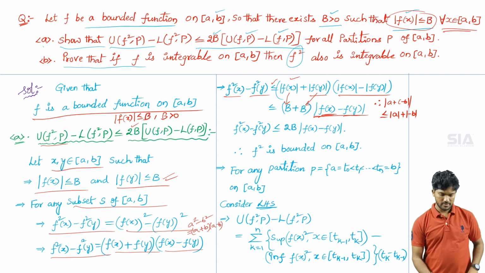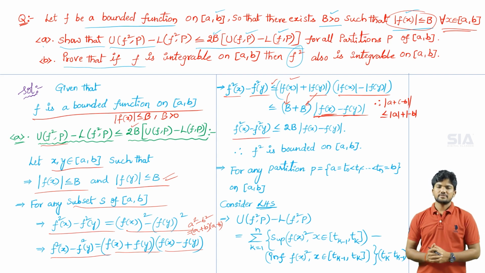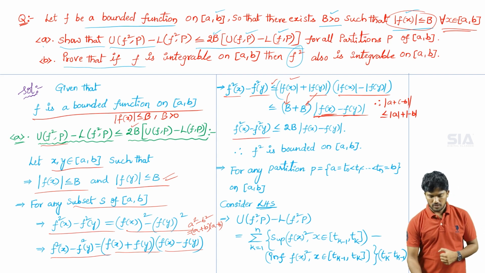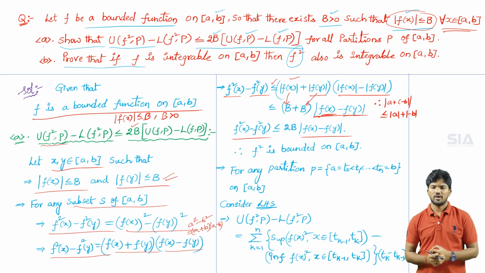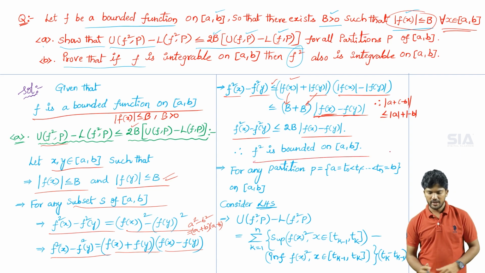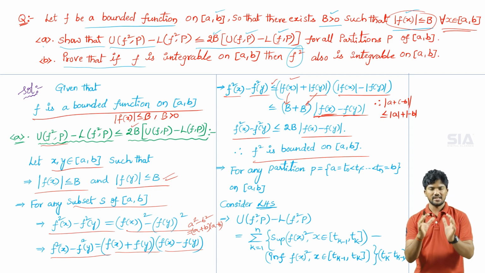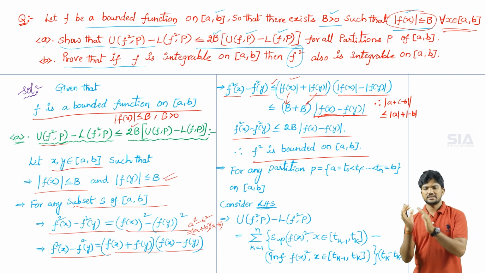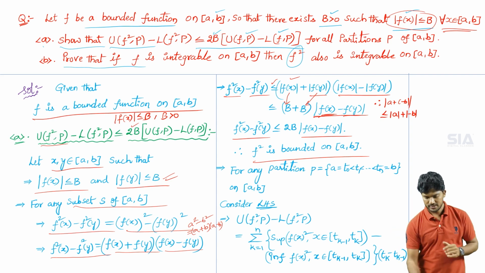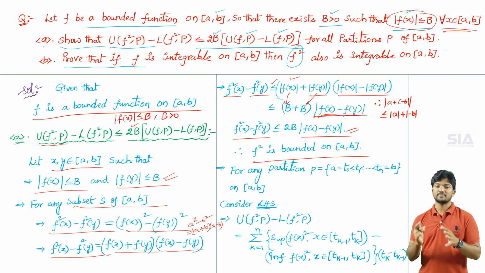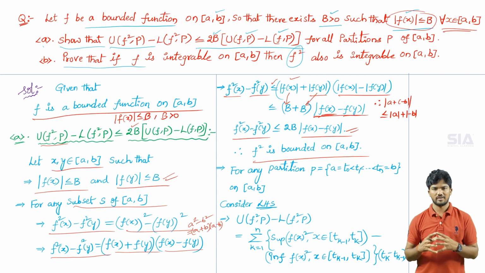So next, f square of x minus f square of y is less than or equal to 2 into b, that function mod f of x minus f of y. Clearly f square is bounded on closed interval a comma b. మనకి LHS లో ఫంక్షన్ టోటల్ ని f square అనుకోండి, RHS లో it is less than or equal to some constant into mod. So therefore you can clearly say that f square is bounded on closed interval a comma b.